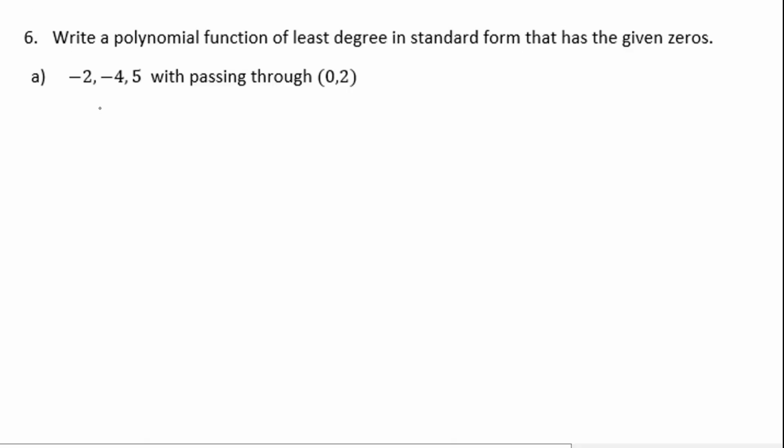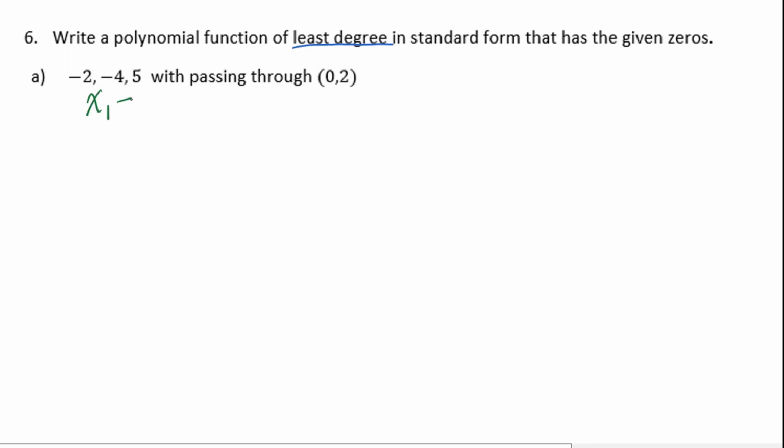This video is about how to write polynomial functions from given roots. Number 6: write a polynomial function of least degree in standard form that has the given zeros. For A, -2, -4, 5 are roots, with the graph passing through (0, 2). These roots are rational numbers.